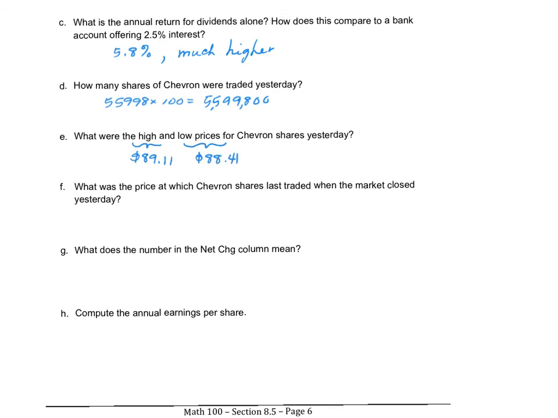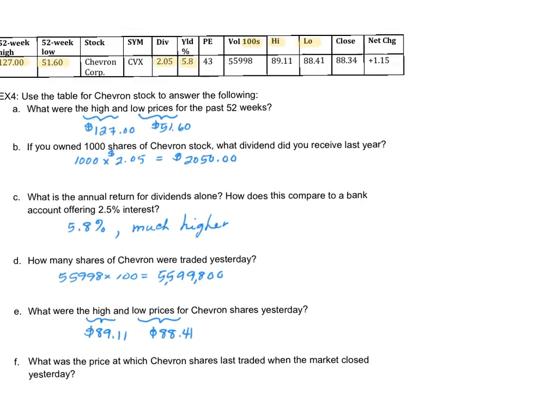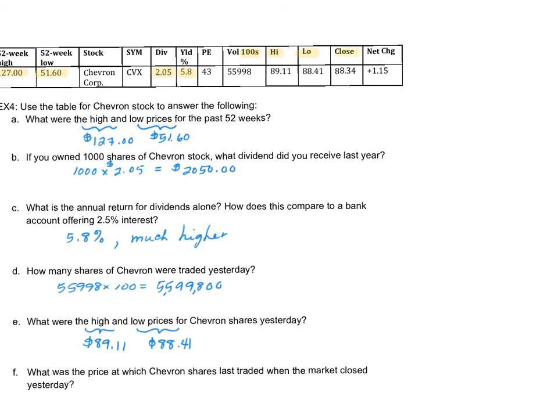So when I look at this, the highest that it traded for the day before was about $89 and the lowest was about $88. It didn't change that much the day before. Part F says, what was the price at which Chevron shares last traded when the market closed yesterday? In the table, that would be the column that says close. So that would be the 88.34.